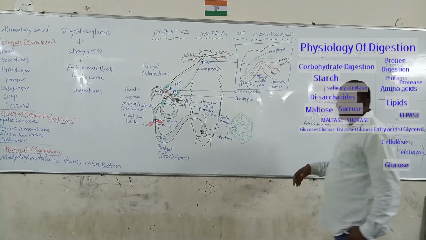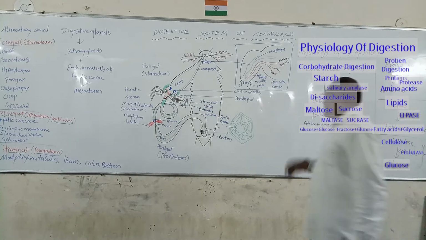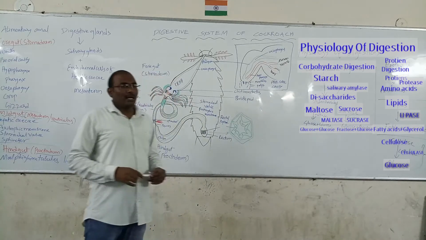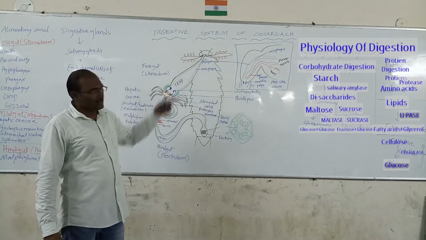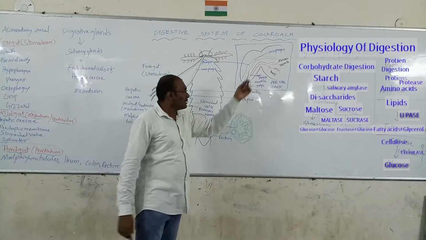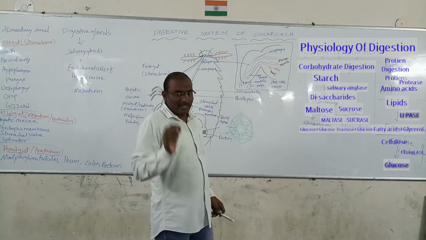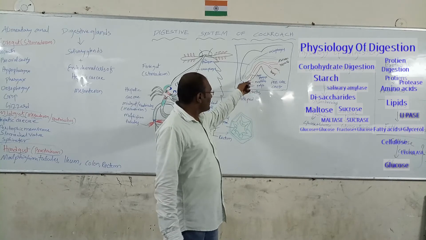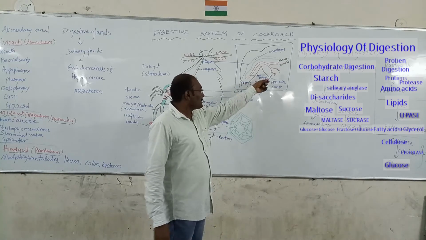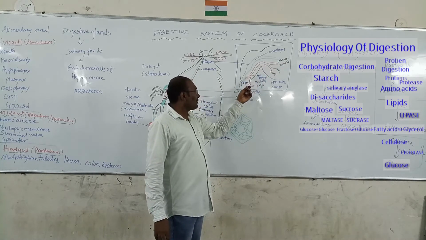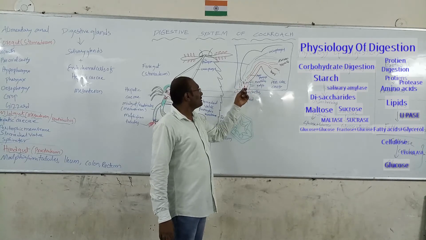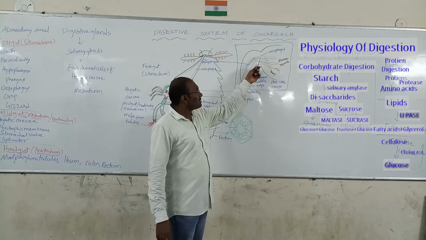Now, physiology. Amylase, chitinase, and peptidase enzymes are secreted by the salivary glands. They are secreted from these salivary glands and sent into the hypopharynx. Here, the bolus is formed. Okay, it is sent into the pharynx, esophagus, and crop.